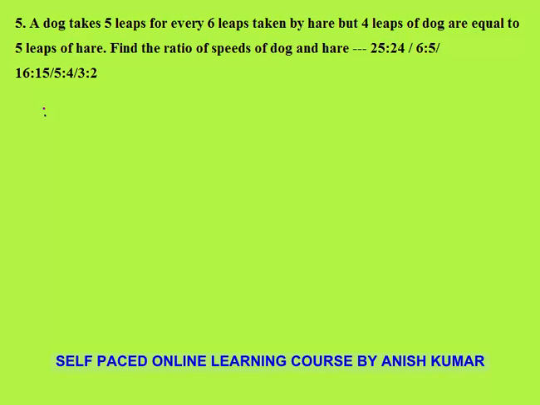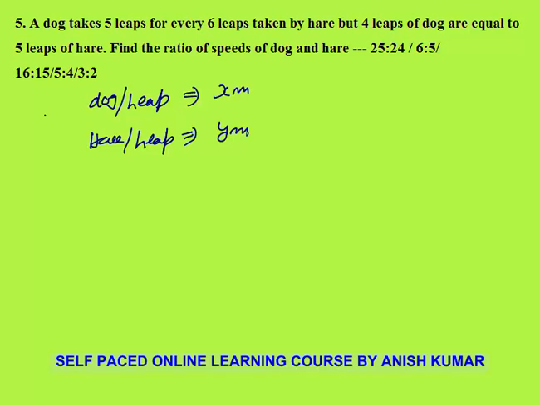In the fifth question, a dog takes 5 leaps for every 6 leaps taken by a hare, but 4 leaps of the dog are equal to 5 leaps of the hare. Find the ratio of the speeds of dog and hare. The first thing to consider is, let's say the distance traveled by the dog per leap is x meter. The distance traveled by the hare per leap, leap means jump, is y meter.